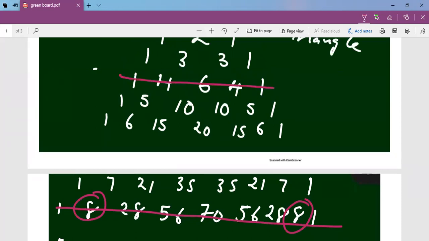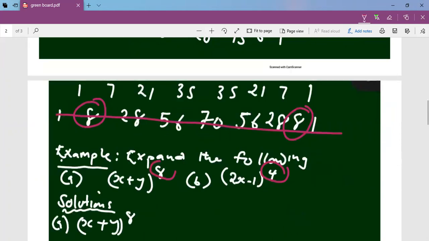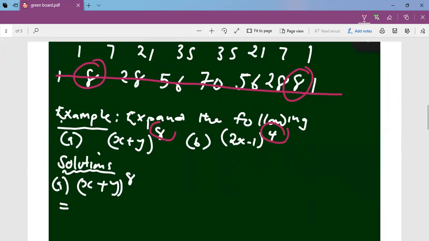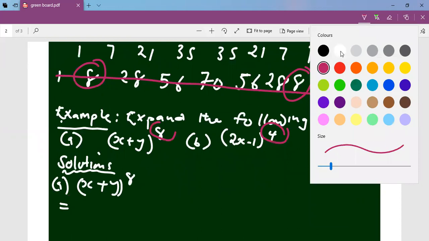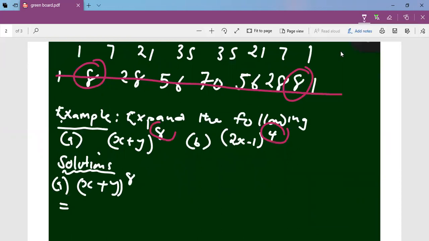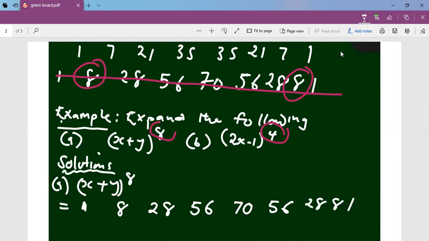All right. So you know that we need to use 1, 8. We need to use 1. Okay, let me just change the color, but it is very visible. Okay, so we need to use 1. We need to use 8. We need to use 28. From there, we use 56. From 56, we use 70. From 70 again, we use 56. Then we have 28. 8, and finally a 1.